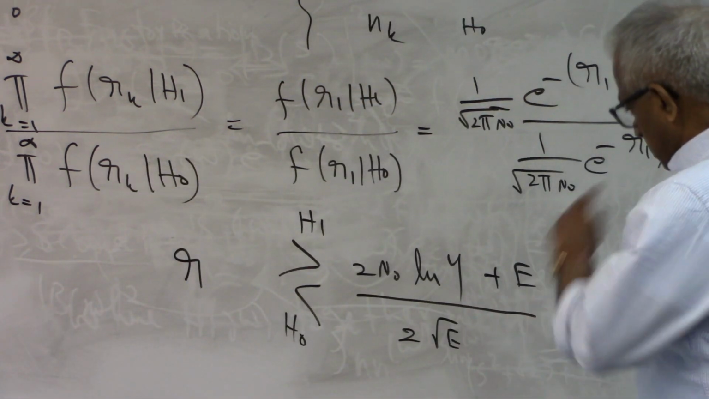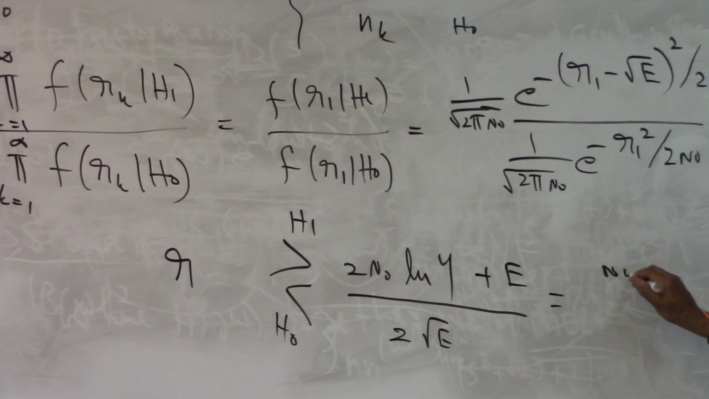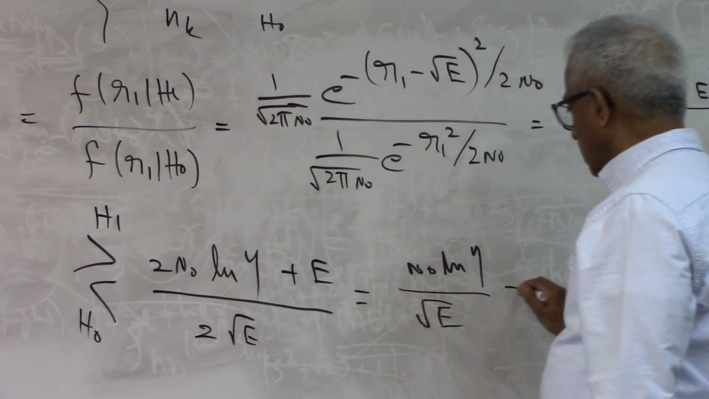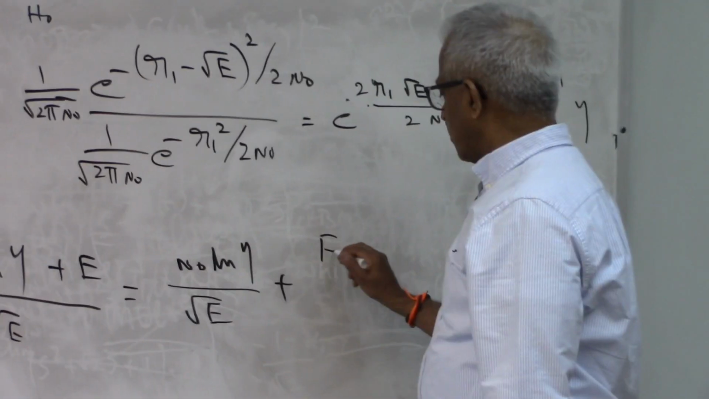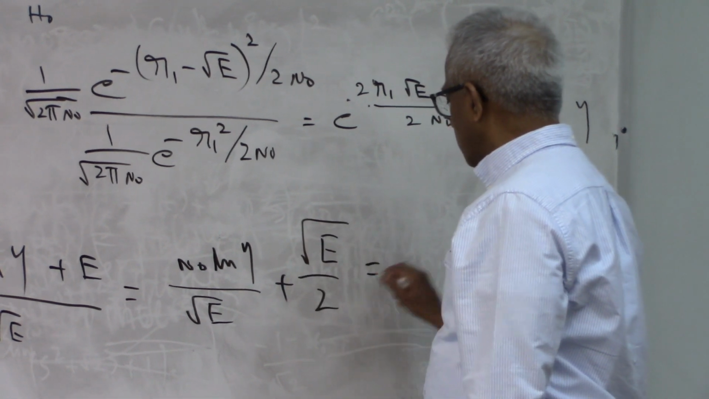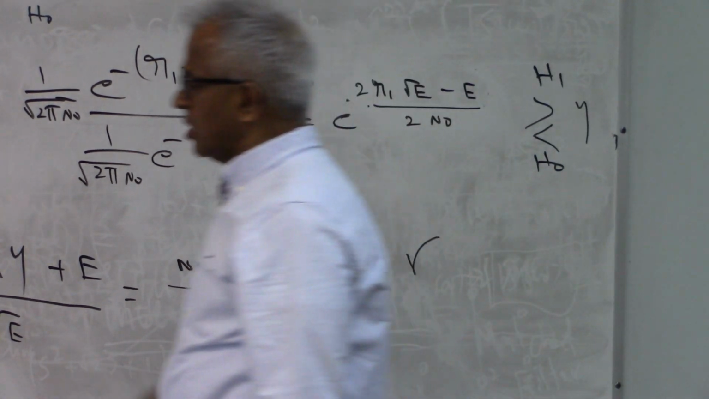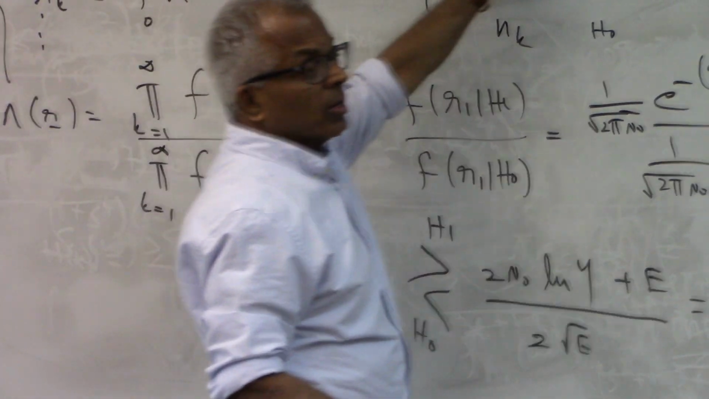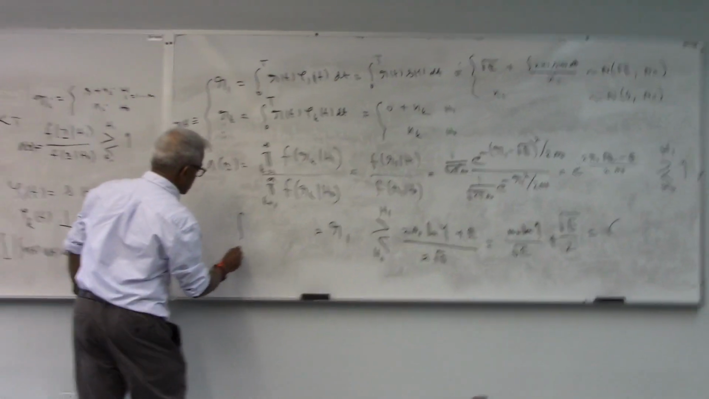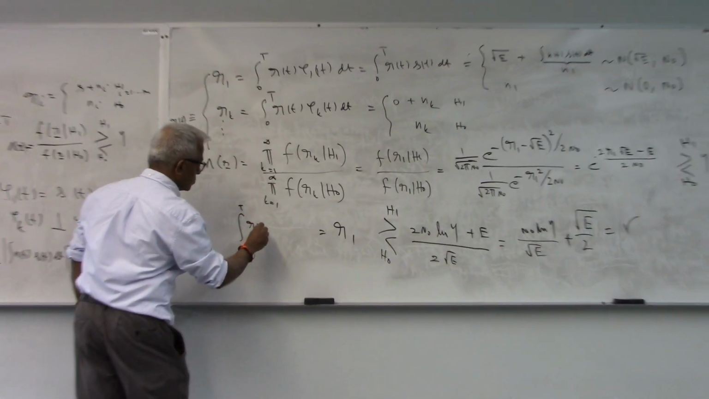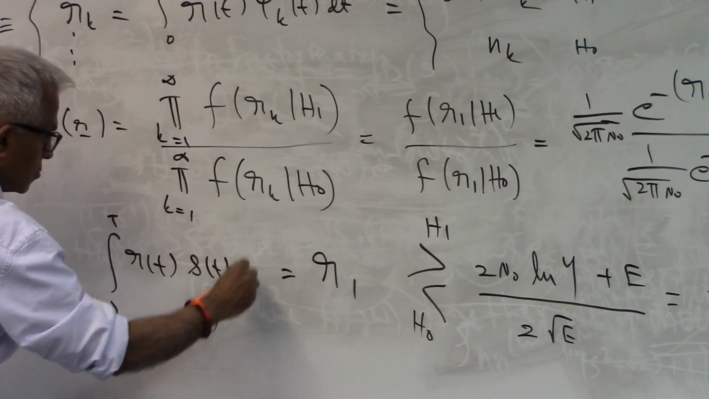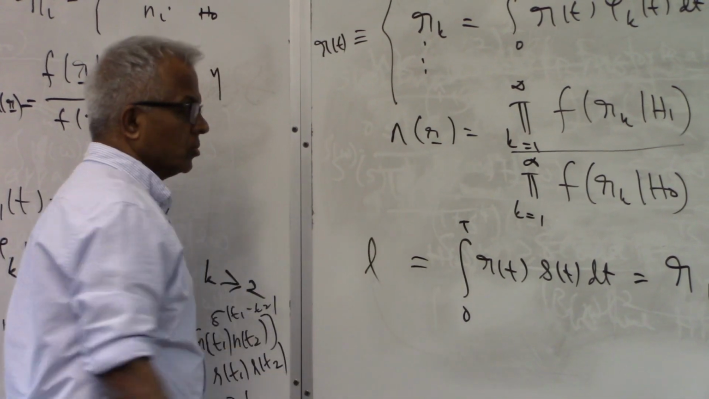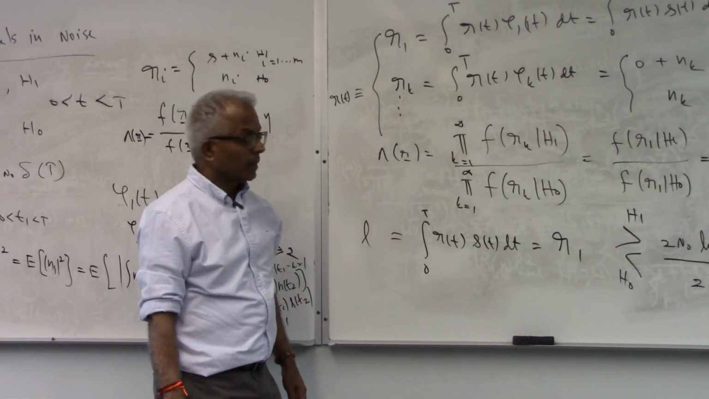So this becomes n naught log eta divided by square root of e plus square root of e over 2. I'm going to call this gamma. That's the threshold. This is R1, right? But look at R1. Somewhere here, this is R1. So our best receiver is already here. So this is your likelihood statistics.